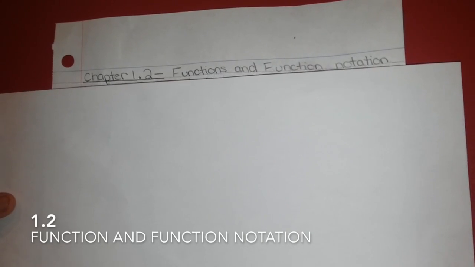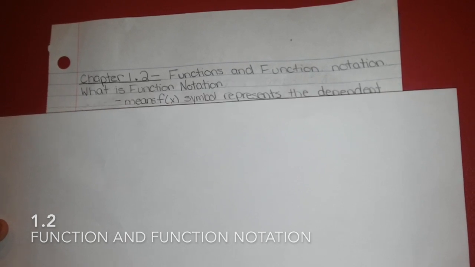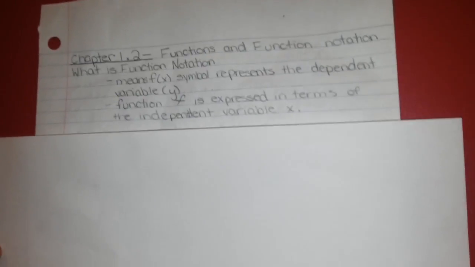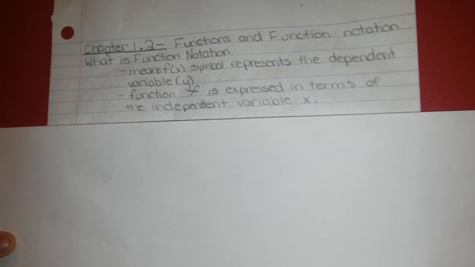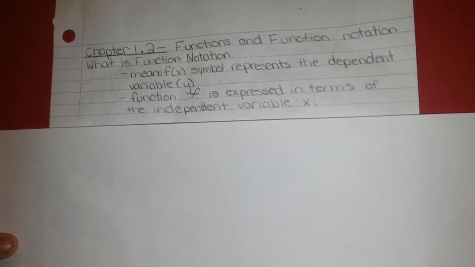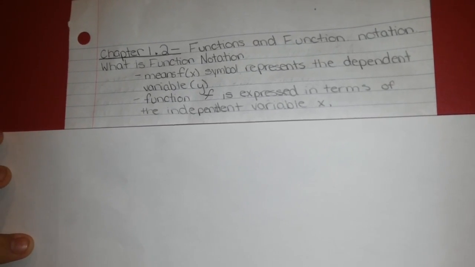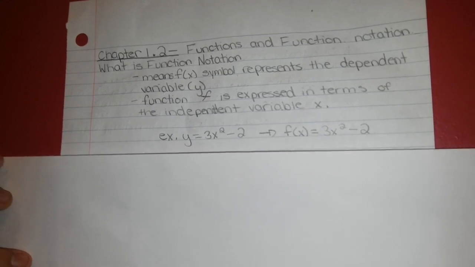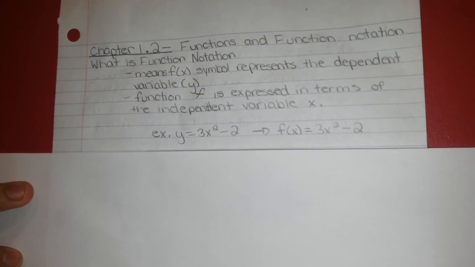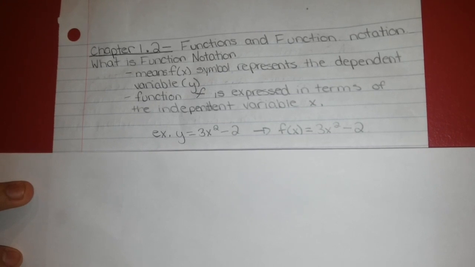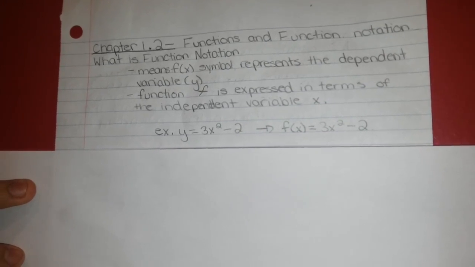2. Function and function notation. What is function notation? Function notation basically means that the f of x symbol represents the dependent variable y. The function f is expressed in terms of the independent variable x. Here in this example, we have y equals 3x squared minus 2. Basically, f of x replaces y and is turned into f of x equals 3x squared minus 2.